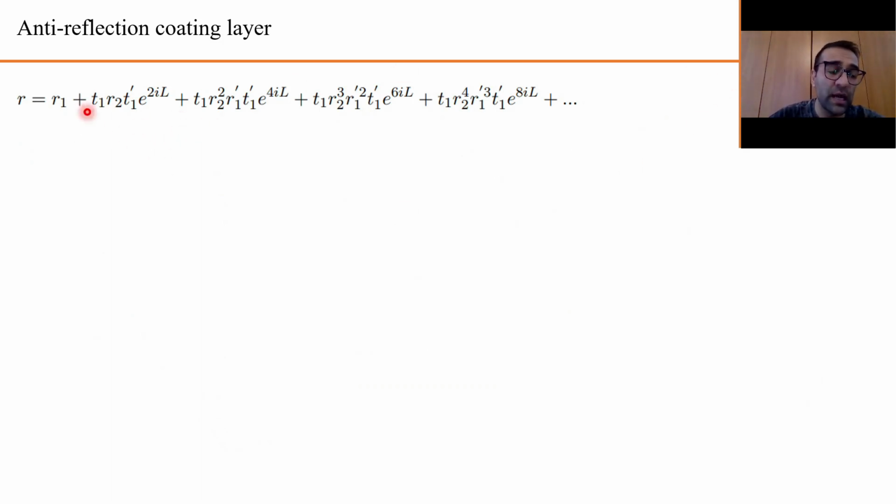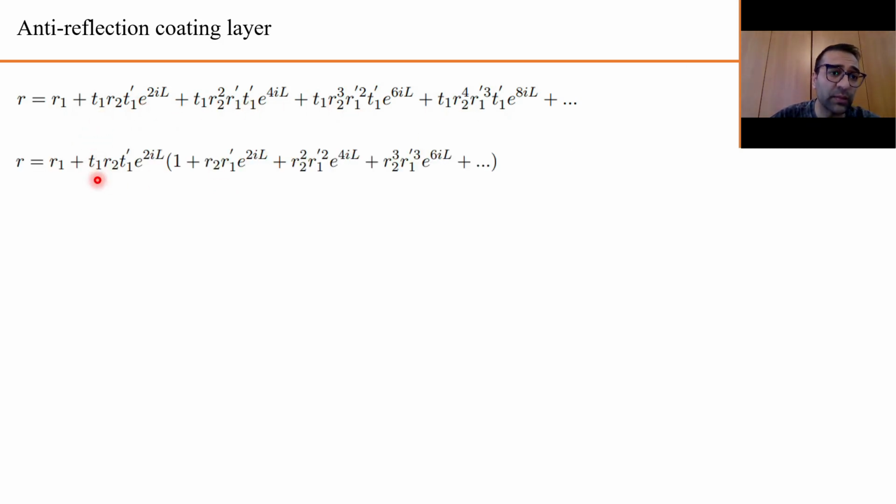And if you notice, we can find some common term here, here, here, and here, and this common term is nothing but T1 R2 times T'1 times exponential of 2iL. Therefore, we have only one of these, and if we factor out this common term, what will remain is R2 R'1 exponential of 2iL, and here what remains will be R2 squared times R'1 squared times exponential of 4iL, and so on and so forth.